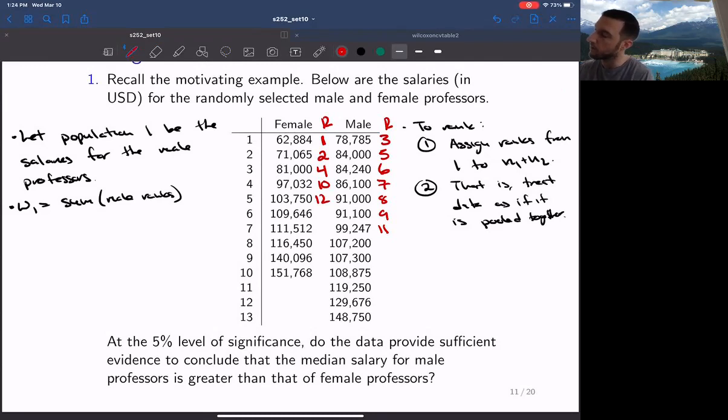Rank 12 goes to 103,750. No, that's wrong. That's rank 13. No, it's rank 14. Sorry, rank 12 goes to 107,200. Rank 13 goes to 100. No, I was right. I am losing my mind. Yeah, 103 is small. Come on. There we go, 104. That was probably confusing if you're paying attention. Does this guy know magnitude or what?